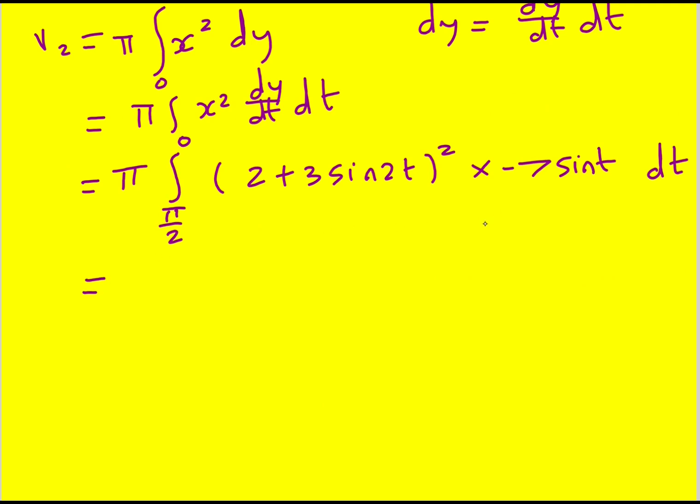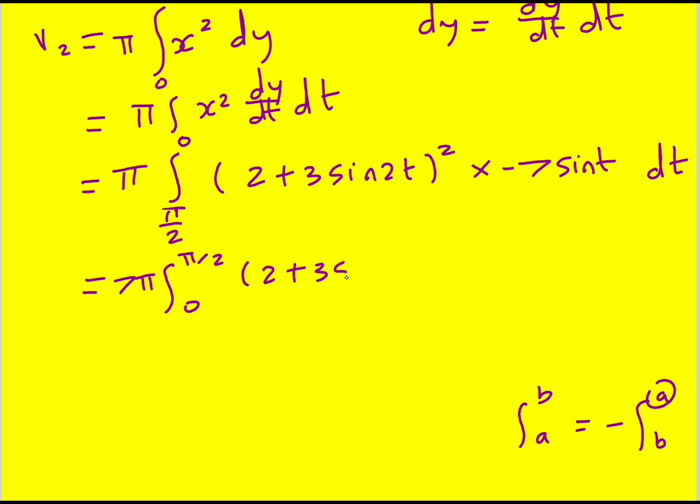Now, what we can do is two things. When you swap the limits round, you actually make it negative. If you have the integral from a to b, it's the same as minus the integral from b to a. Because all you're doing, remember, is putting your limits in. Normally you put b into your function and then minus a. But if you do function a minus function b and then make it negative, we get the same thing. So we can do that, and we can get rid of that negative on the 7. So it's going to become 7 integral from 0 to pi over 2 of (2 plus 3 sine 2t) squared sine t.